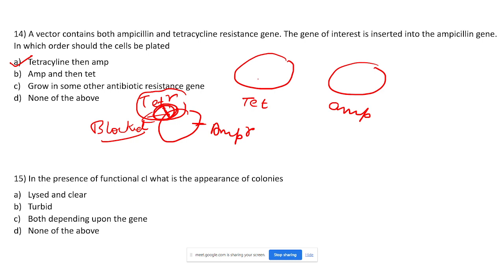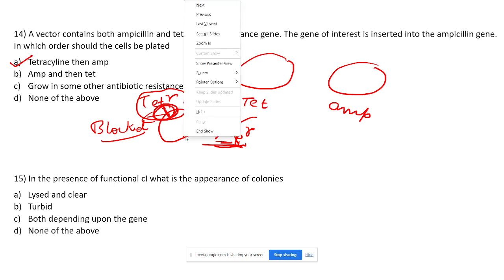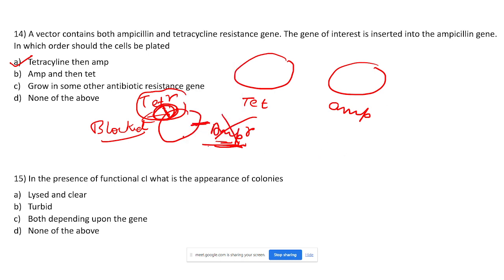So therefore the tetracycline plate will not grow. This is the basic concept. Now here, in the question, the gene of interest is inserted into the ampicillin gene. So if this is your ampicillin gene, here I have inserted my gene of interest. So I have damaged this ampicillin resistance. That means these cells will not be able to grow on the ampicillin plate. Why? Because the ampicillin resistance gene is damaged, since I have cloned my gene of interest here.